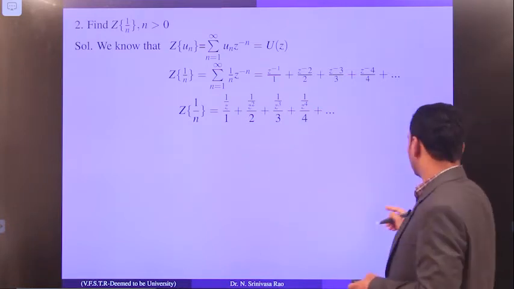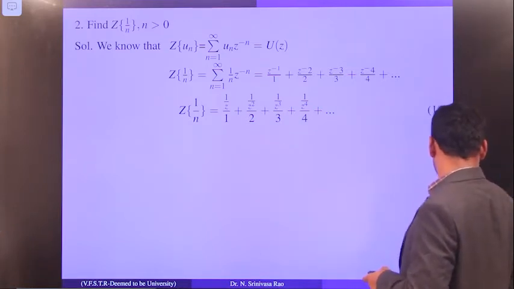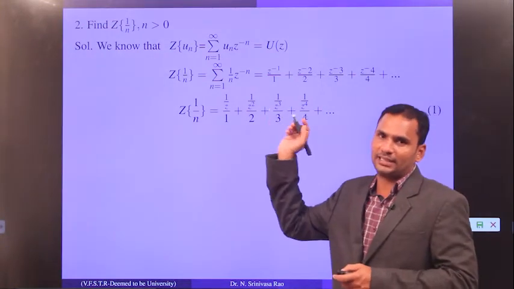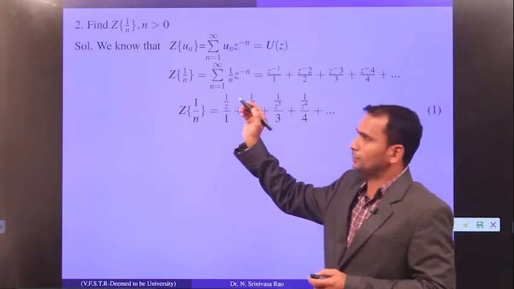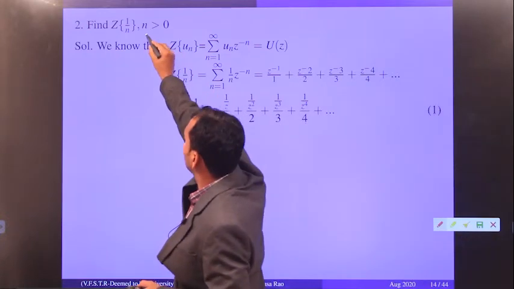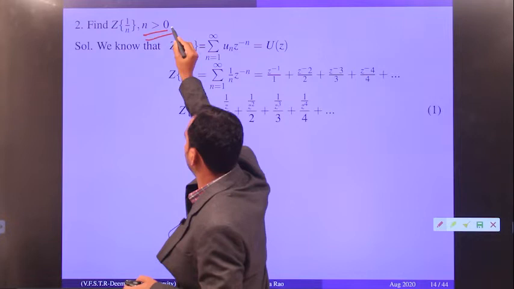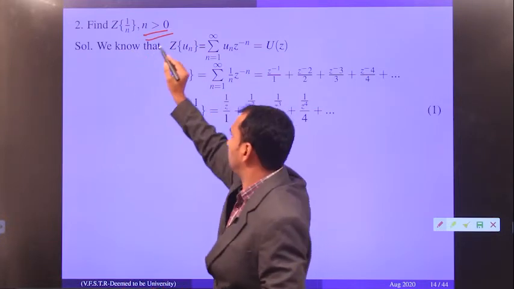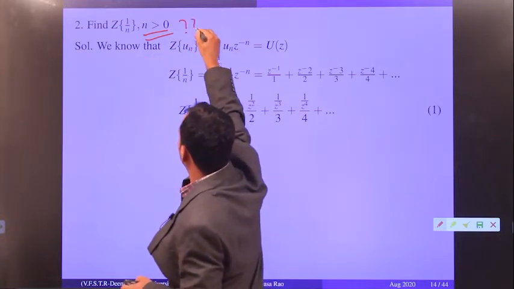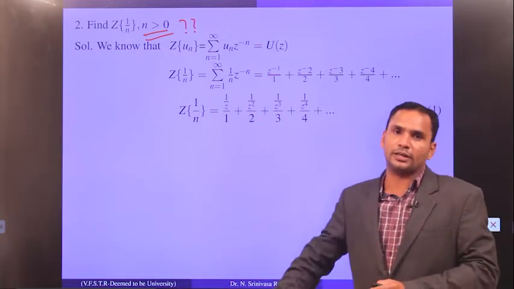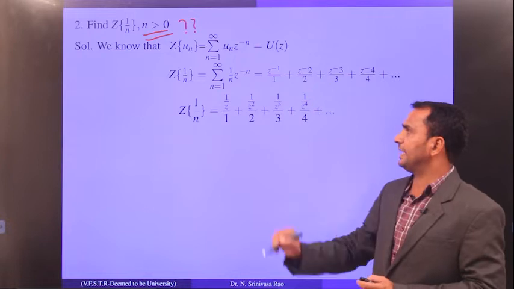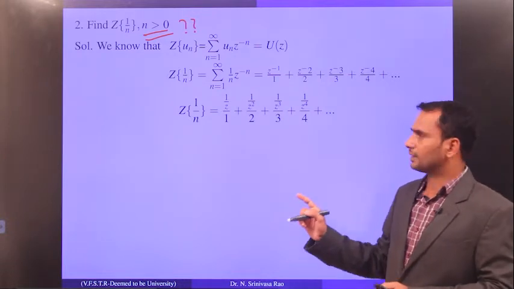He has given one condition, so everybody look at this. This is a special kind of example we are going to solve. This is z of 1 by n, and he has given one condition: n should be greater than 0. Why is it so? Can anybody tell me why? If n equals 0, what is going to happen? This is a special kind of example we have to discuss compulsorily.